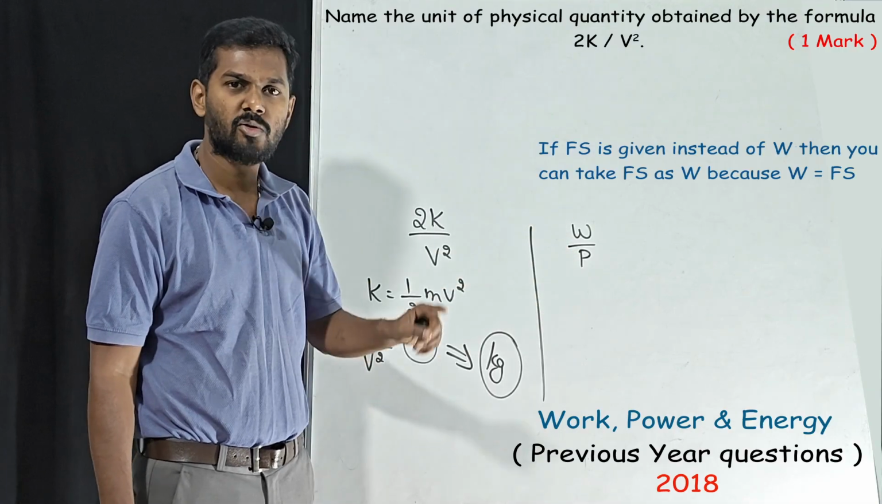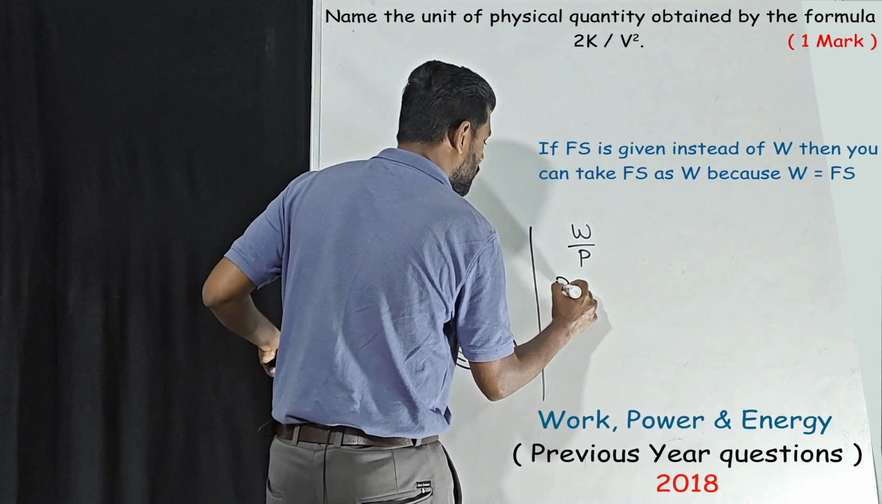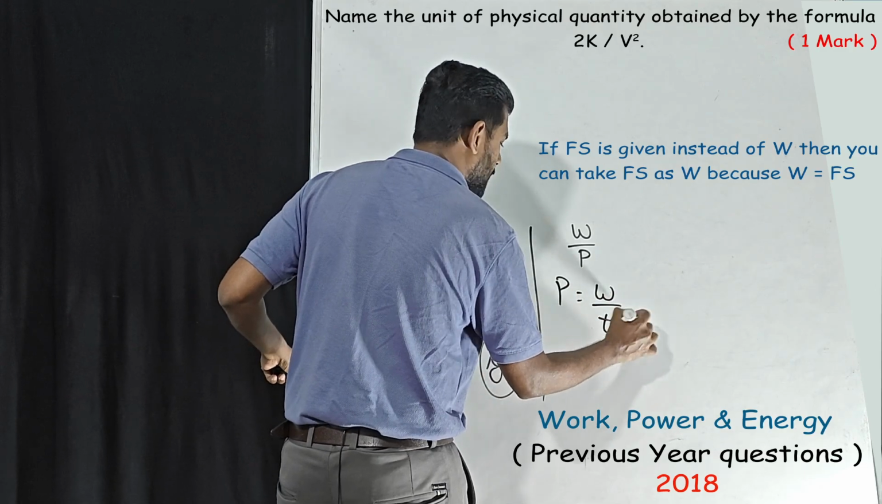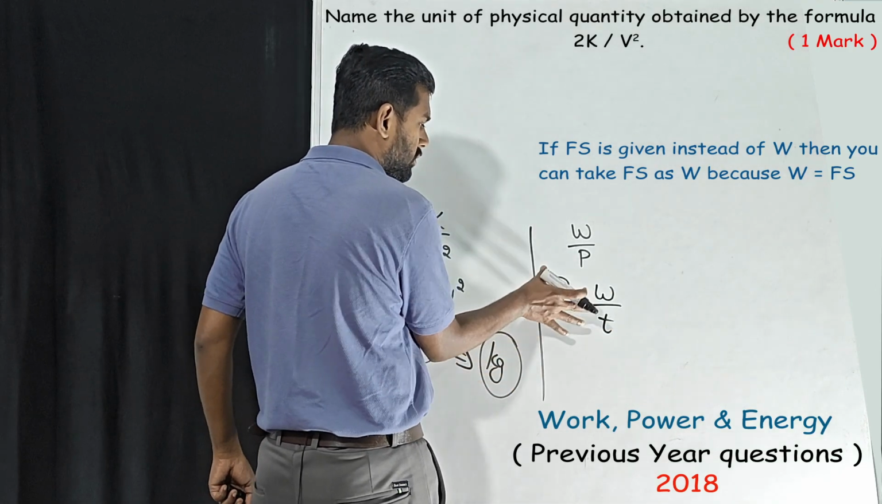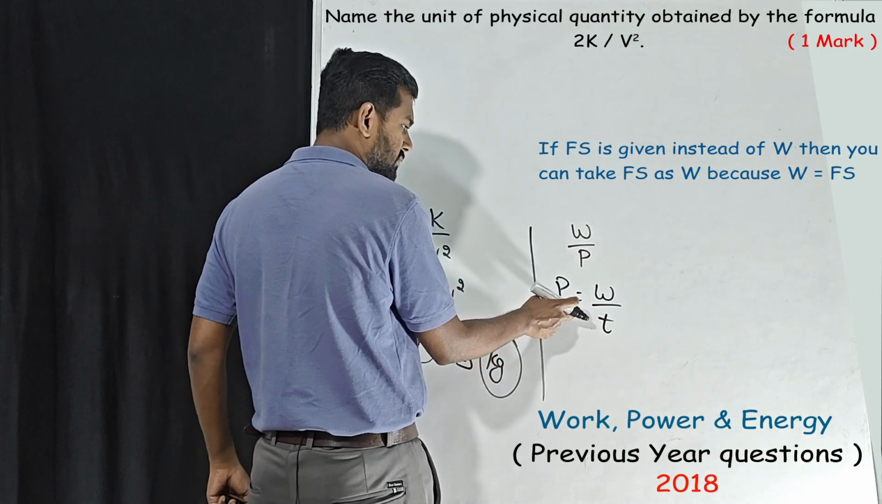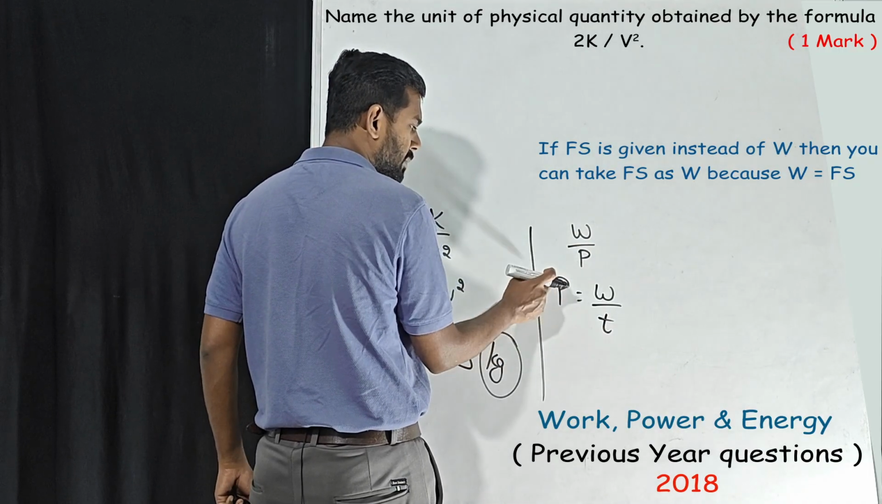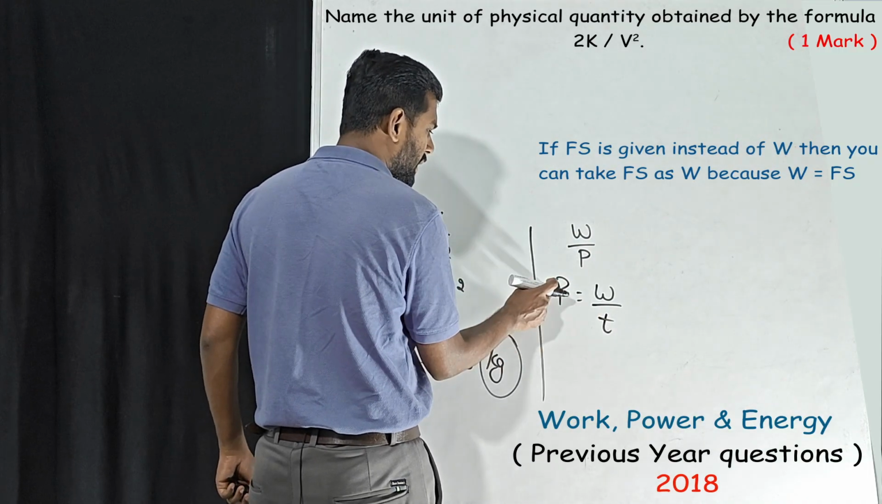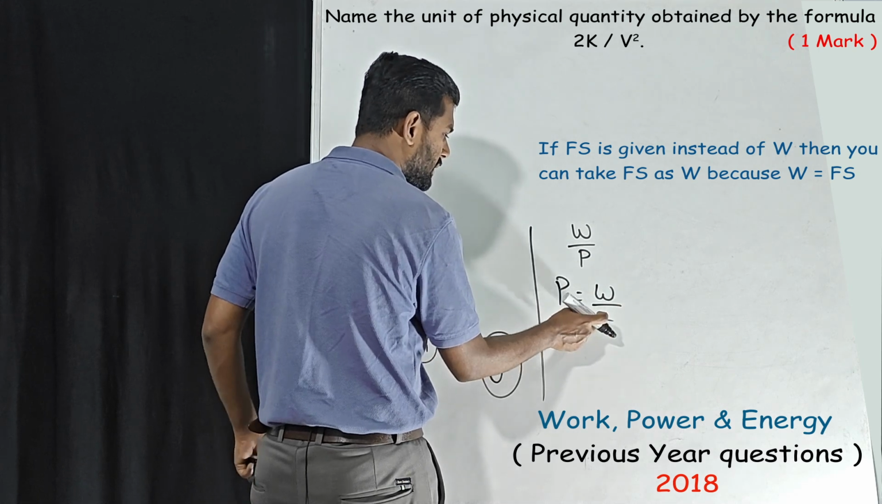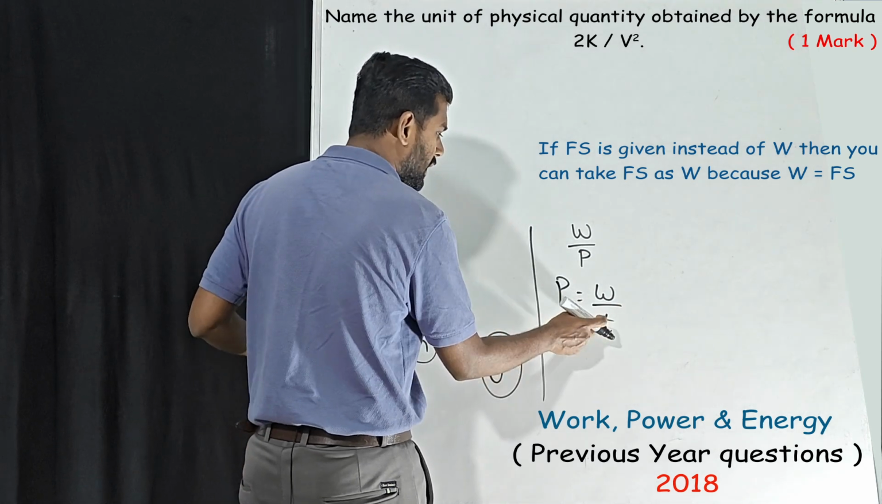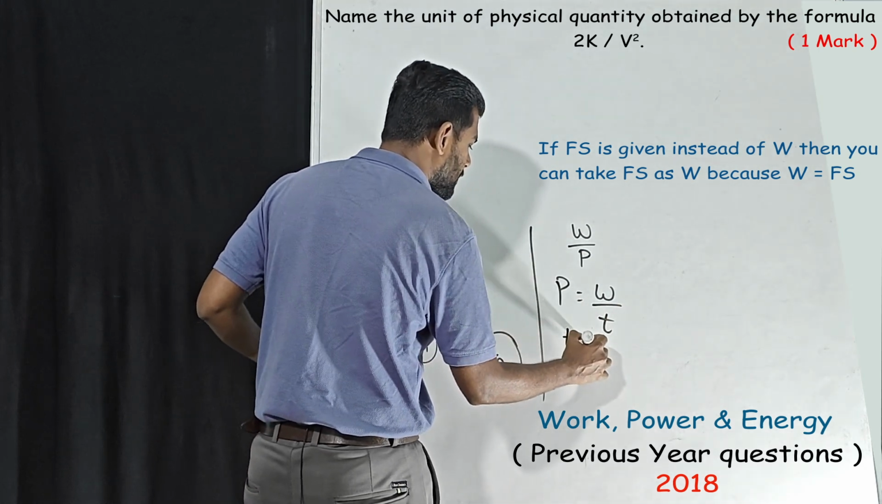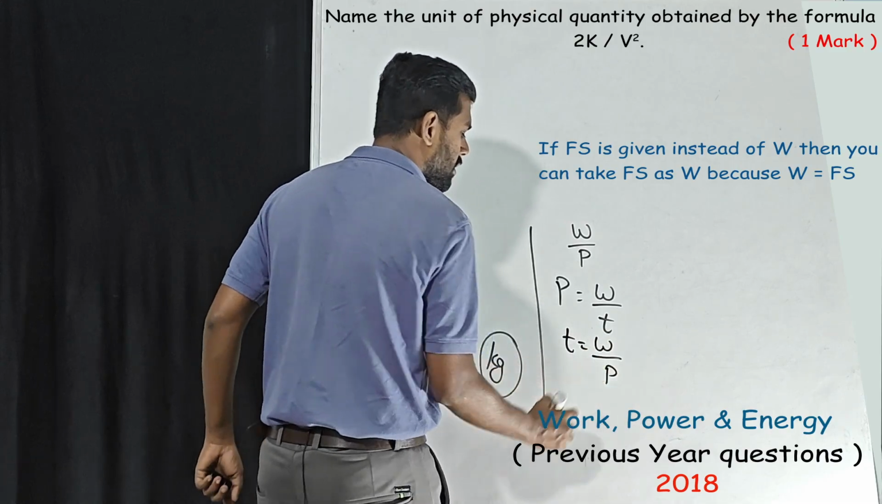So these two are related using the formula power is equal to work done by time. So how is this arranged? P is in the denominator. If P wants to be in the denominator, this has to move this side, right? Time has to move to the LHS. So time becomes work done by power.